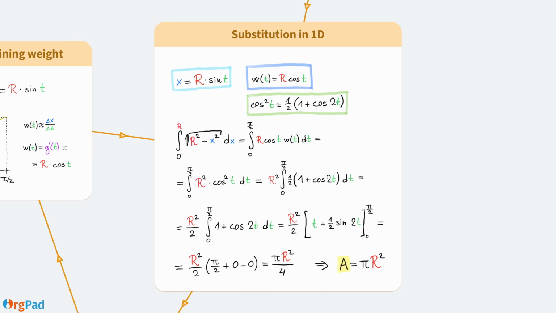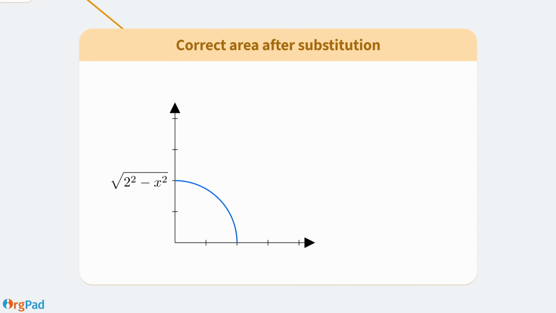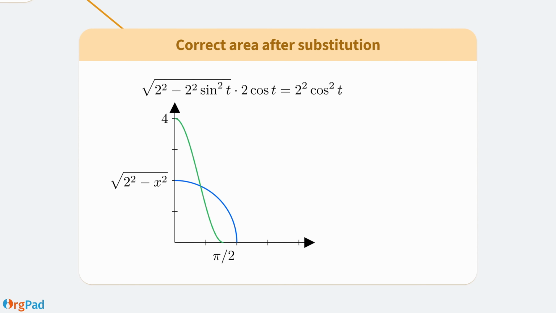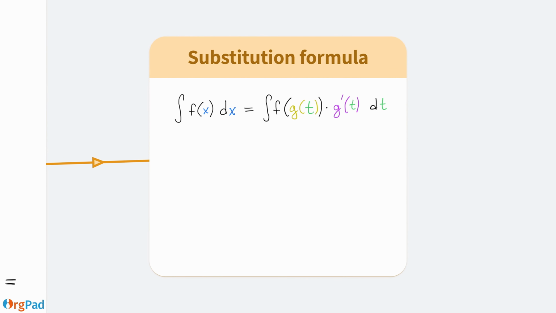We have again shown that the area of a circle is pi r squared. We can compare the original graph and the correctly modified graph for r equal to 1. While the shapes are different, the areas under both graphs are equal to pi. This is the general formula for integral substitution.